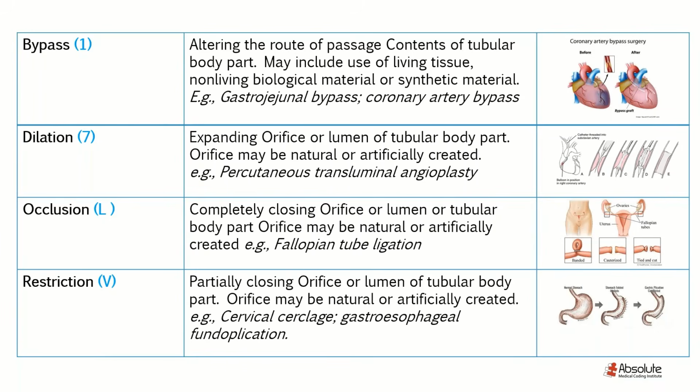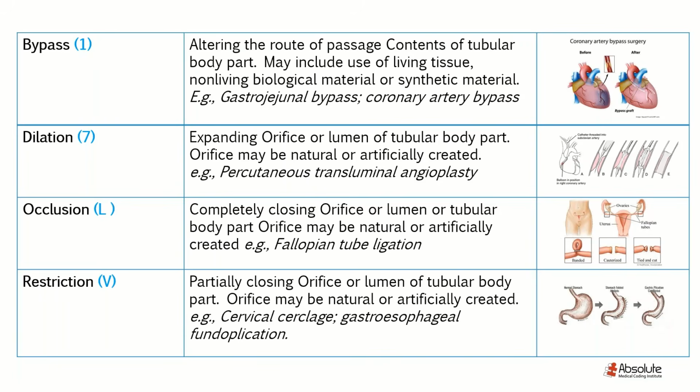If it's altering the route of passage of the contents of a tubular body part, and it may include the use of living tissue, non-living biological material, or synthetic material. Example, gastrojejunal bypass, coronary artery bypass. Value 7, dilation. This is expanding an orifice or lumen of a tubular body part. An orifice may be natural or artificially created. An example of dilation would be percutaneous transluminal angioplasty, or PTCA.